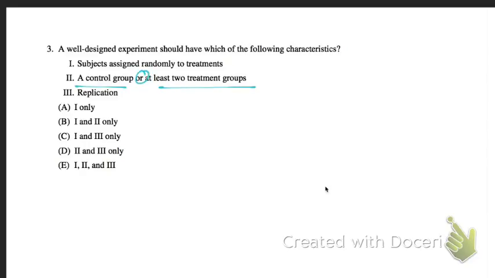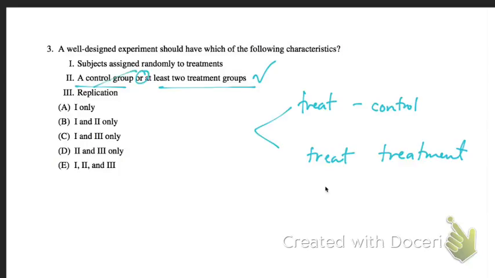So what that means, why this one is a must, is because you can't just have 1 treatment group. So the options are you have a treatment group and you have a control, or you have treatment. But you have to have 2 of something, otherwise there would be no split to compare. So you don't have to have a control group, but if you don't have a control group, you have to have 2 treatment groups. So if it didn't have the at least 2 treatment, if it just said control, it would be 1 and 3. Right?